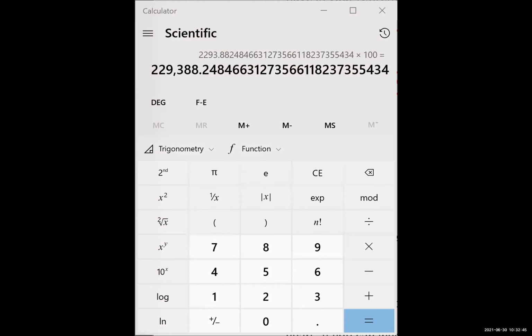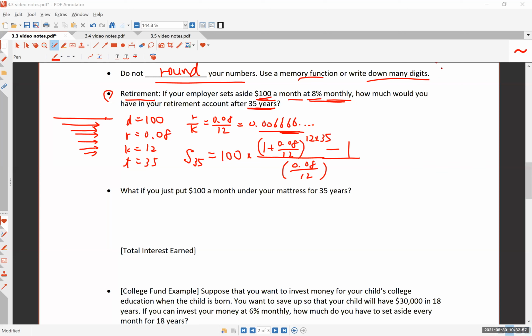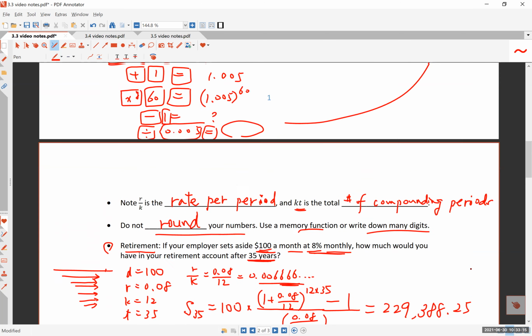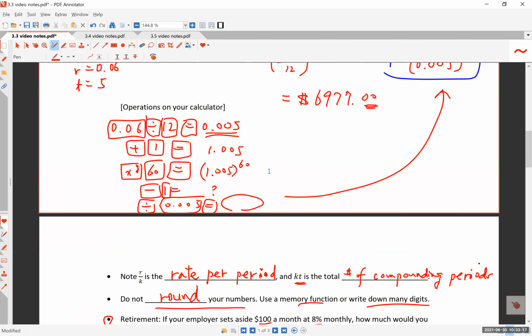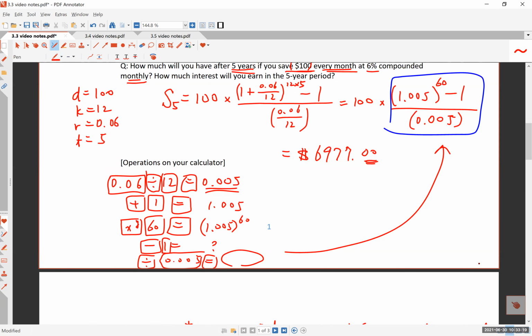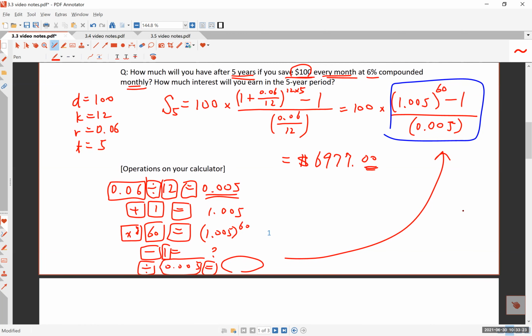$229,388.25. Let's go ahead and write this down. Okay, so I'm going to write down this answer, 229,388.25. It's a lot better than what you had, like $42,000, right? And this is what people do with their retirement when you are able to save up some money through a retirement account or through a pension, and so on.